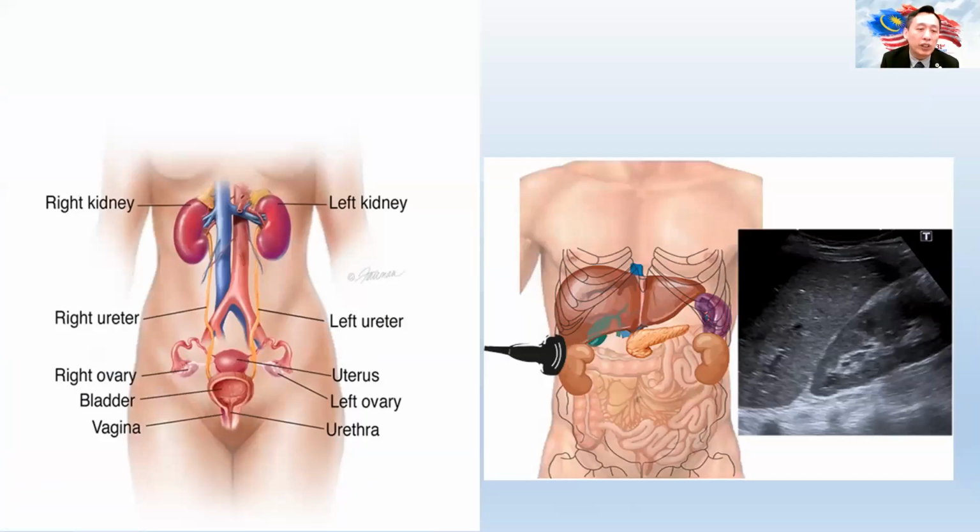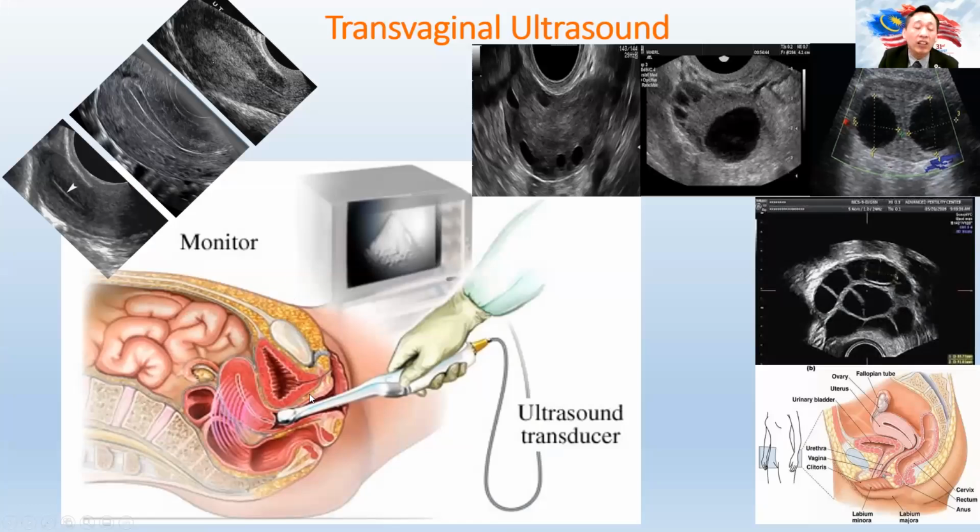So if you have ultrasound, you can scan the kidney, you can scan the liver. At the same time, you can scan the female reproductive organs also. So this is a vaginal scan. If you have a vaginal scan, it will be an additional good point for the GP to manage female gynecological cases. This is the uterus.